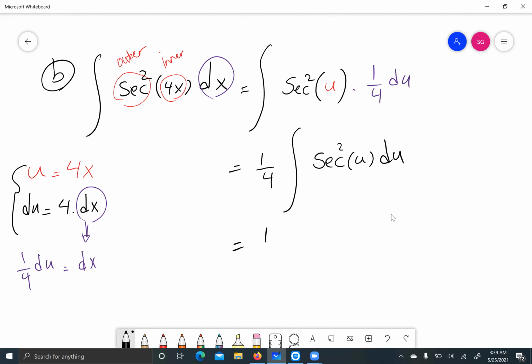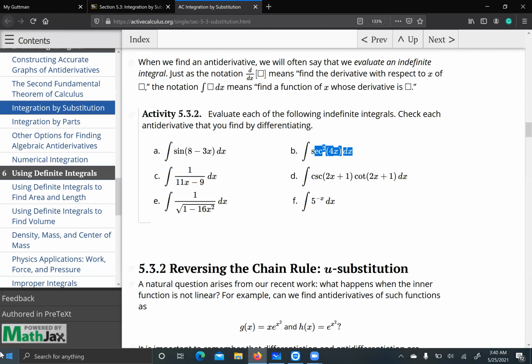Now we have a basic integral, secant square. What is the antiderivative of secant square? It's tangent. Tangent of u. You want to express your answer in terms of x. u is 4x.